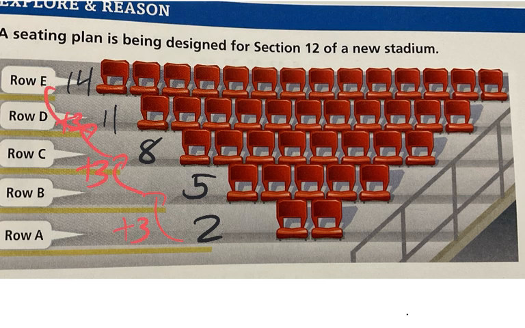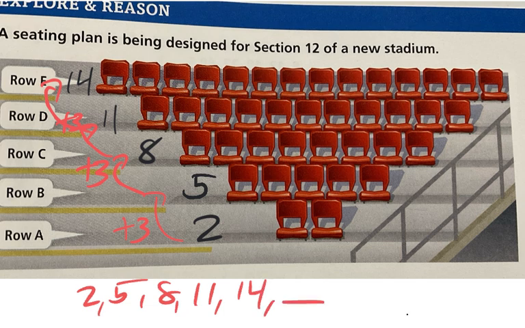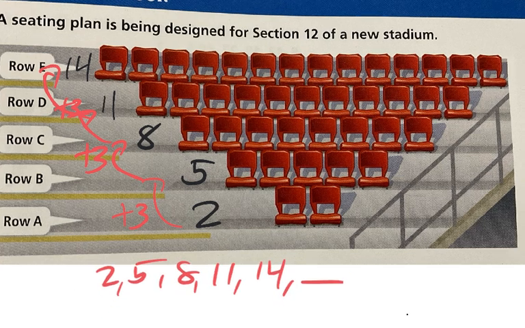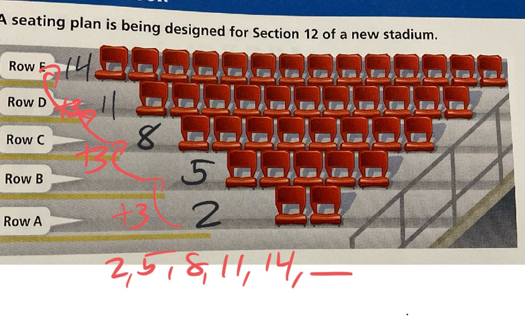So have you guys ever seen these where you write stuff like 2, 5, 8, 11, 14, and then I make you fill in the blank? Does anybody know what that's called? It is a pattern. It is linear. Normally they ask you to find the next number in the sequence. So it would be 17.